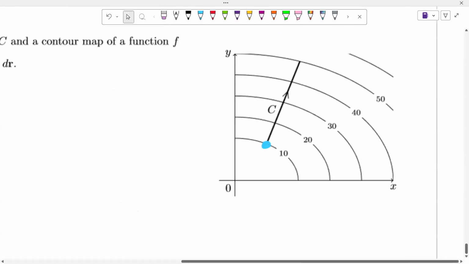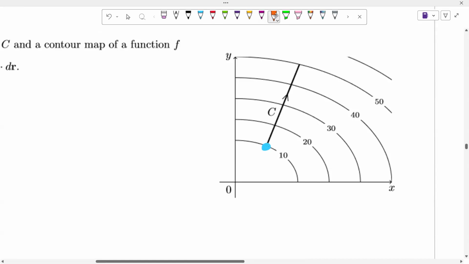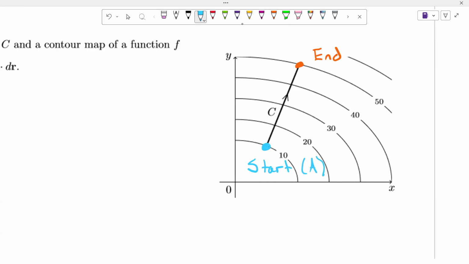If I look at this contour curve over here, based on the way that the arrows are going, I can see that I am ending up here, but I am starting down here. My start, I'm going to call A. My end, I'm going to call B. Let me slide that out of the way so I can see the numbers on here. My end is along a contour line of 50. My start is along a contour line of 10, which means that those are the function values at those points.